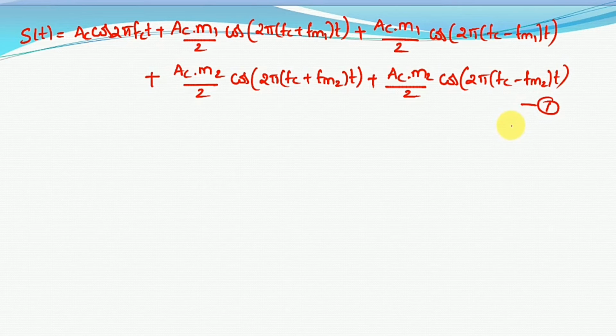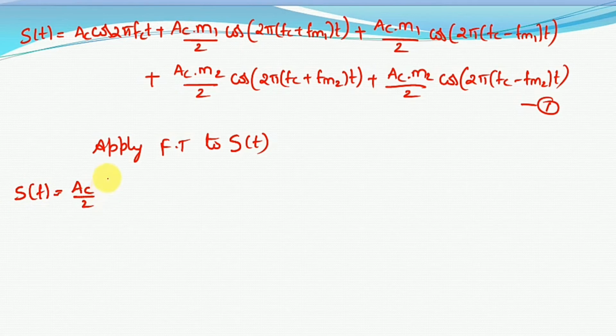To get the frequency spectrum of the amplitude modulated signal, we have to apply the Fourier transform to the S of t expression. If you clearly observe, this S of t expression contains only cosinusoidal signals. So finally, I can say that the entire frequency expression of the AM signal will contain only impulse signals. So by directly using the Fourier transform of the cosine formula, I can directly write the equation as S of f is equal to Ac by 2 into del of f minus fc plus del of f plus fc. So this is the first term.